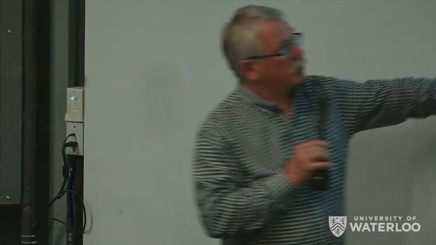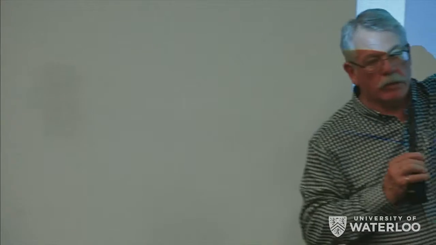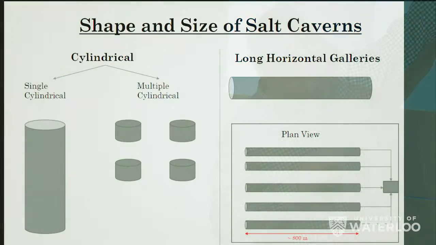If you could go back to your diagram with the different cavern shapes. So for these circular axisymmetric caverns, the wellbore penetrates here in the middle of the roof, so that a roof collapse would impair your casing and your well operation completely.